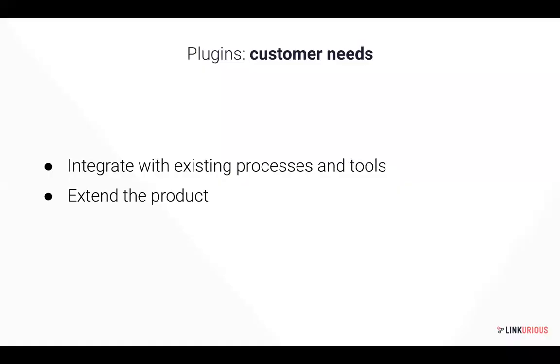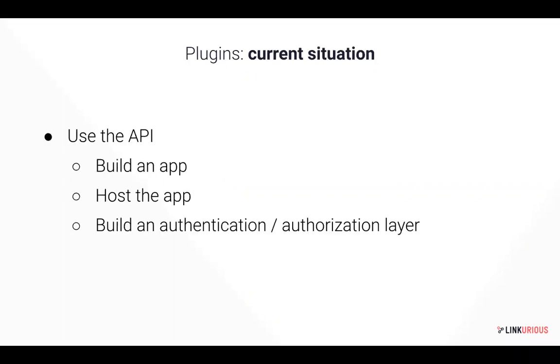We have a frequent customer need, which is to be able to integrate Linkurious Enterprise with existing processes and tools. And also, we are asked about the ability to extend the product. Right now, what you can do and what customers already do is leverage the API from Linkurious Enterprise, which is quite extensive. But when using the API, you may have to build an app, or at least do some custom development. Then you also need to host the application, and you need to build an authentication and authorization layer for your application.